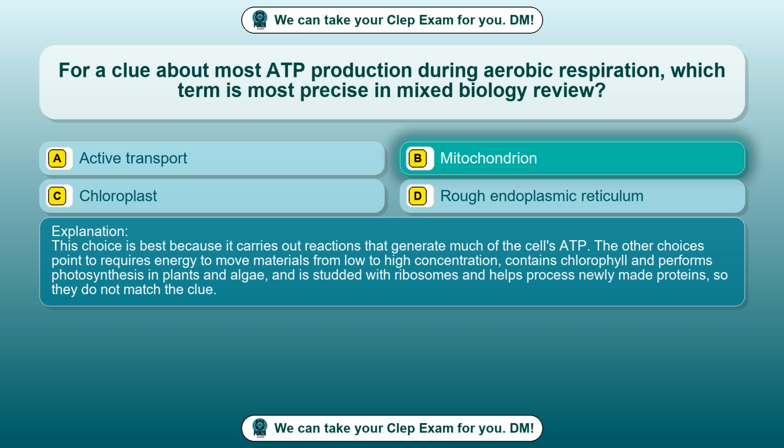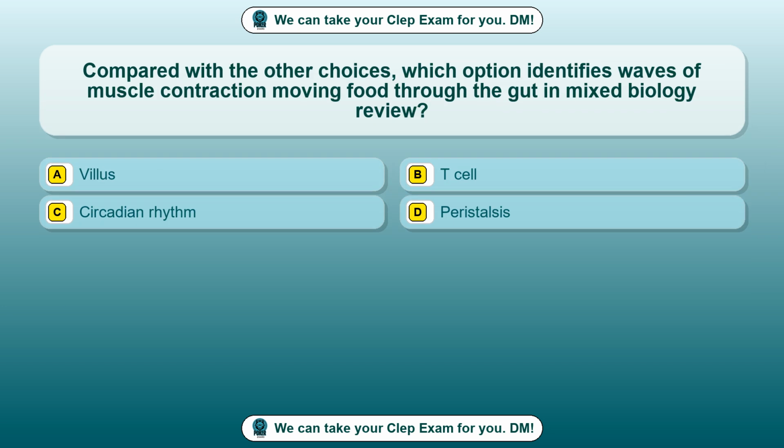The other choices point to requires energy to move materials from low to high concentration, contains chlorophyll and performs photosynthesis in plants and algae, and is studded with ribosomes and helps process newly made proteins, so they do not match the clue. Question 74. Compared with the other choices, which option identifies waves of muscle contraction moving food through the gut in mixed biology review?